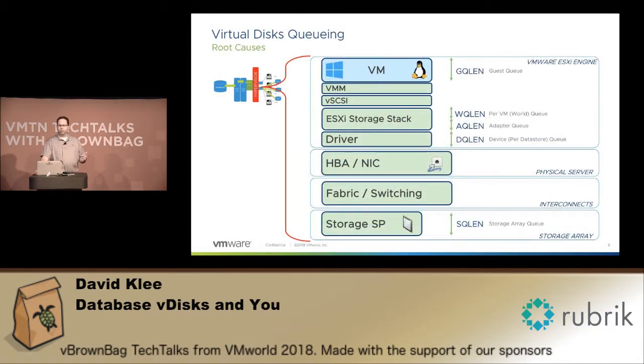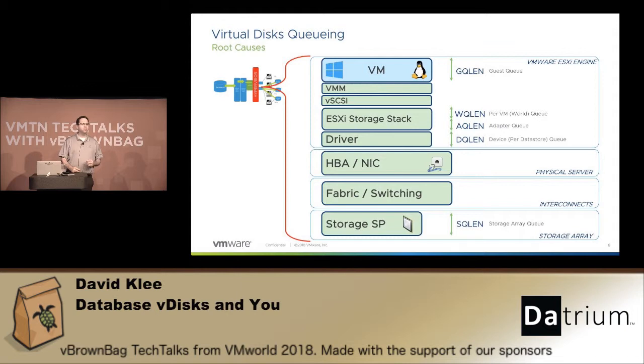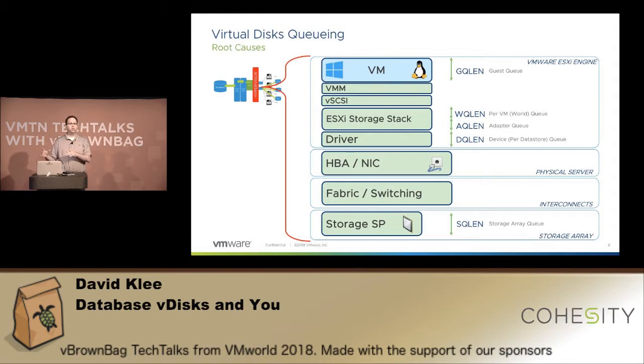Now, what about the root causes? Guest disk queue length. Inside the ESXi storage stack, you've got the WQ length, or the world queue length. That's basically the virtual machine and all its dependencies. You've got the adapter queue length. You've got the device queue length, basically per datastore. All of these different areas you can track inside ESXTOP and start to see if you've got bottlenecks inside these different layers. And then you've got HBAs, network adapters, things like that. You can track that from the switching layer.